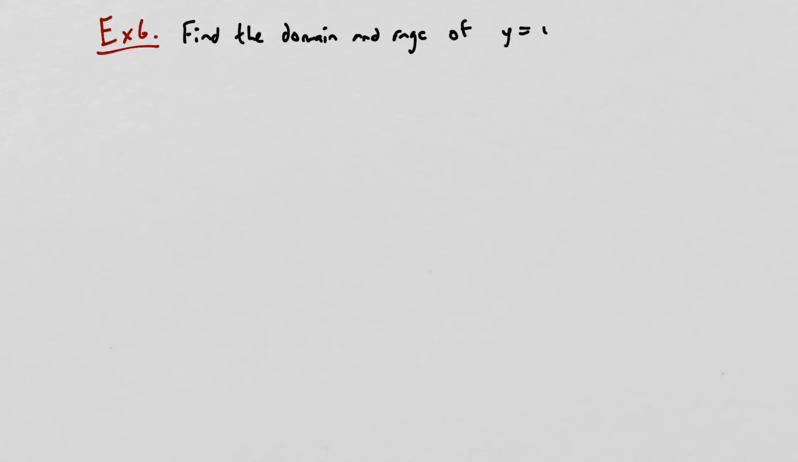So let's look at one more example in this section. This is going to be example 6. Again, we want to find the domain and range of the given function y equals the square root of x minus 3, divided by x minus 3. And we're going to do this algebraically.